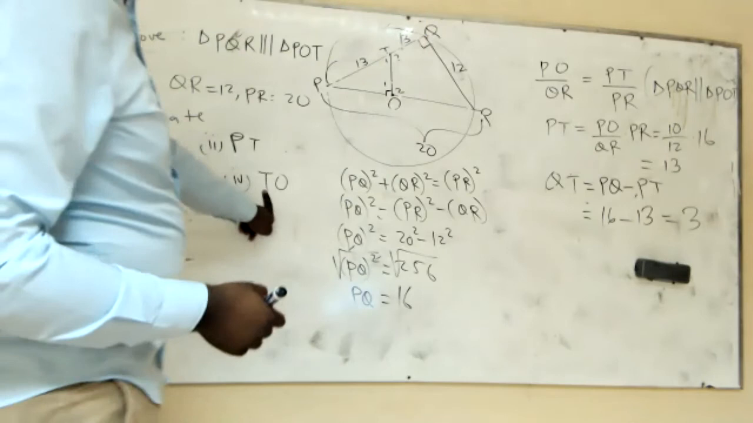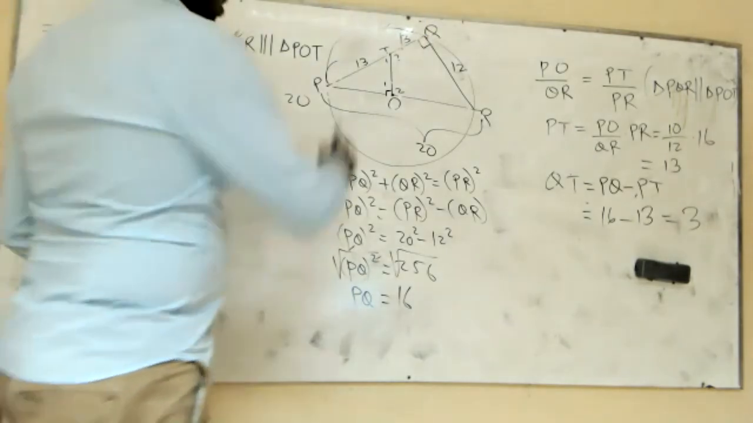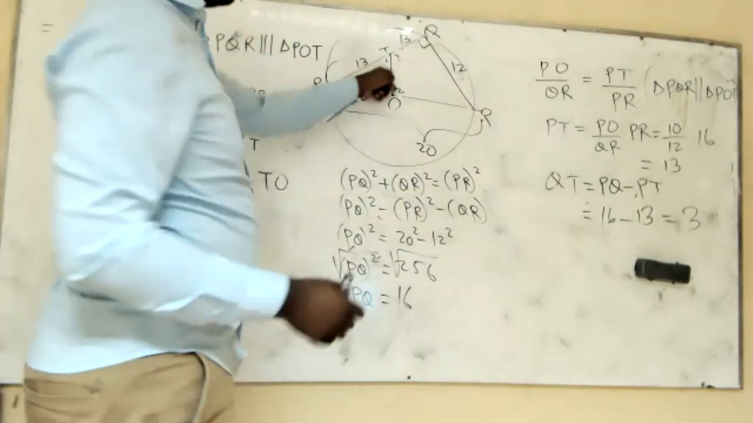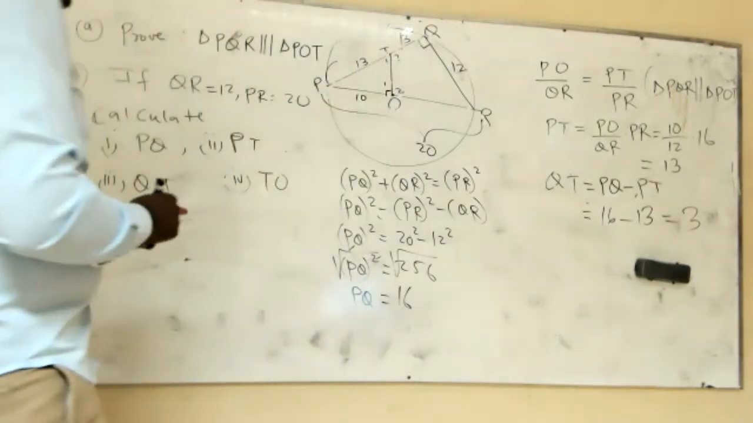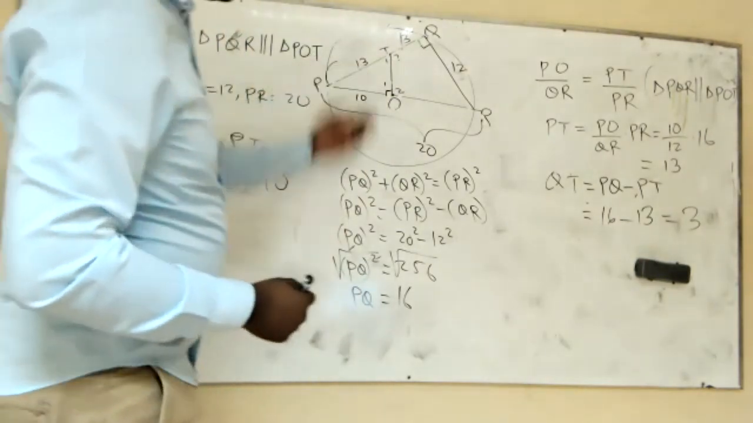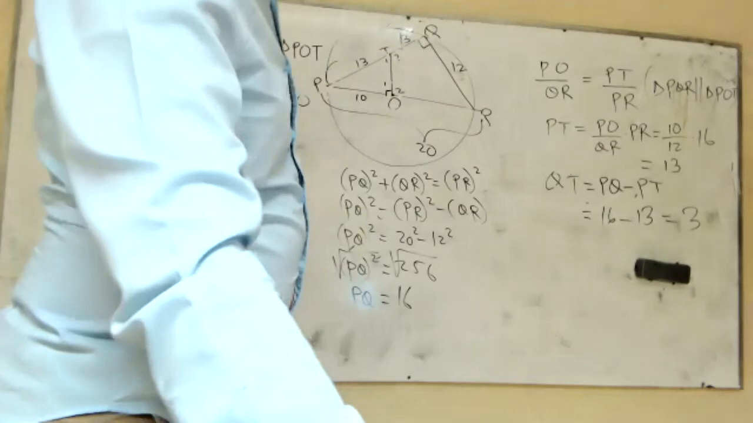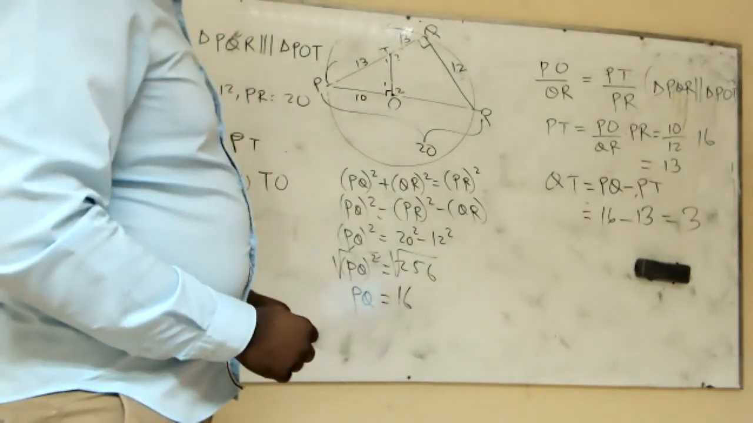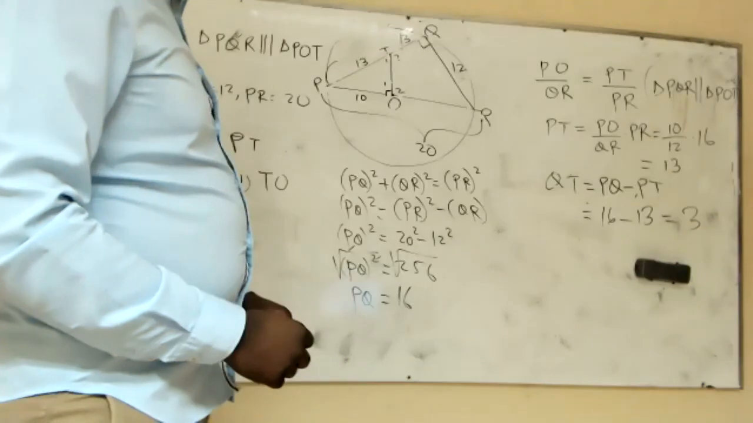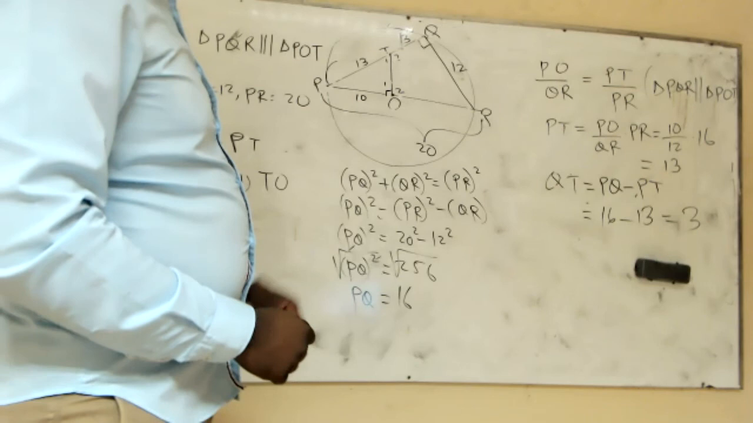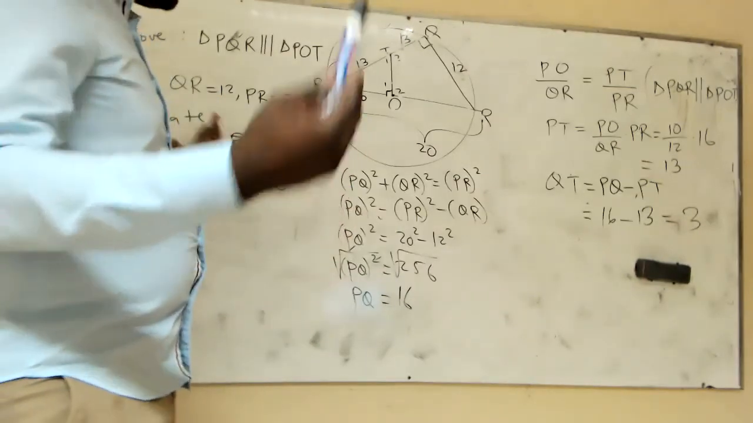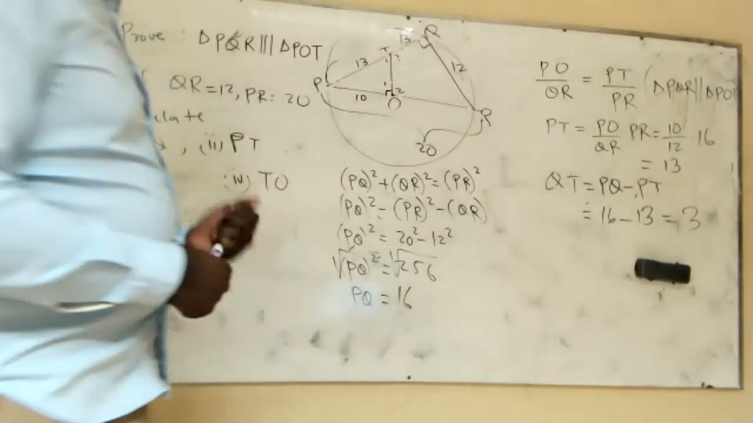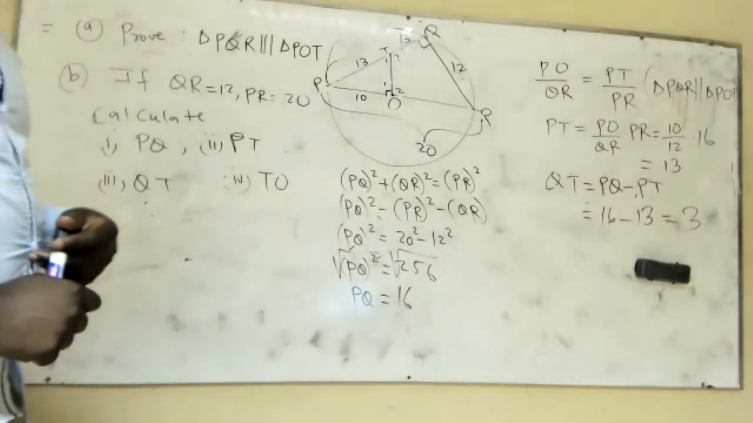And now let's go to the last question. Here already with 10, I believe you can do the last question. How do you think you can find the last question there? We can use the Pythagoras theorem. Very true. You use Pythagoras, you get the answer. So that is how we're supposed to do that question.